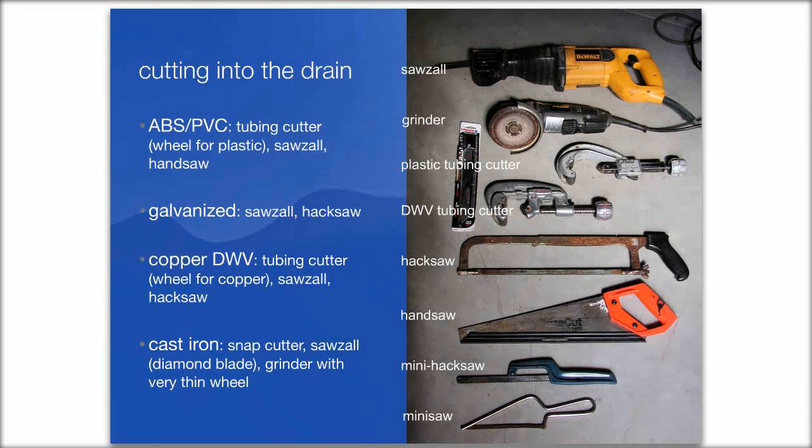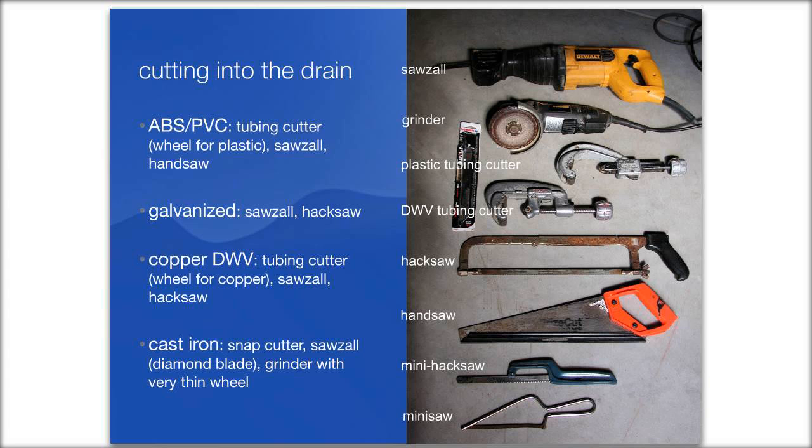When you're dealing with galvanized pipe, you most likely want to for sure use a sawzall, or if you want to do it by hand, a hacksaw, but be prepared to spend some time. When you're cutting copper drainage, waste, and vent piping, you can use a tubing cutter with a copper wheel, a sawzall, or a hacksaw. Hacksaws have metal blades, so you wouldn't cut metal piping with a handsaw.